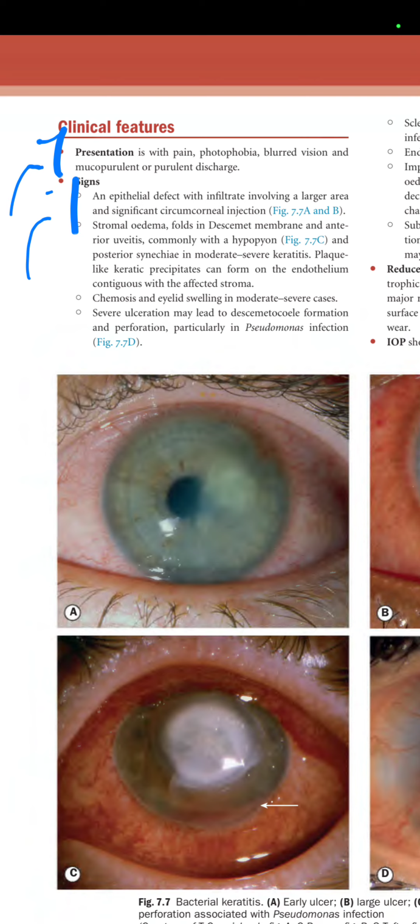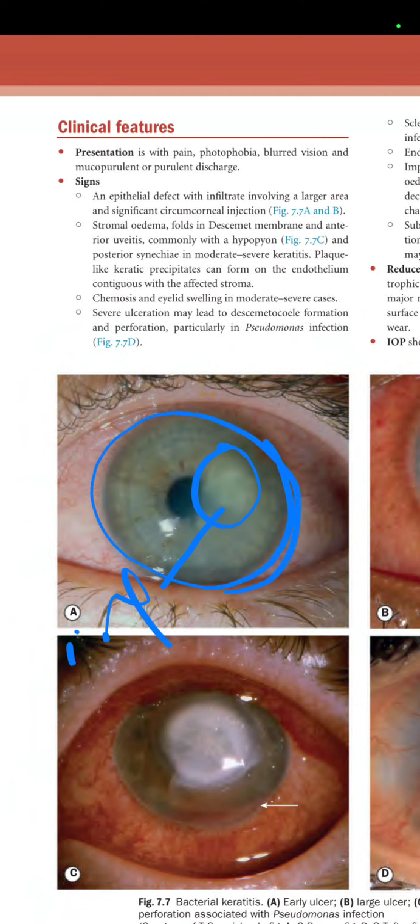It is not usual that all of the signs should be present. Some of the signs can be present. An epithelial defect with infiltrate involving a larger area and a significant circumcorneal congestion. We can see in figure 7.7a that there is a whitish infiltrate and circumcorneal congestion. Now on the slit lamp examination, we can see the different layers of the cornea.